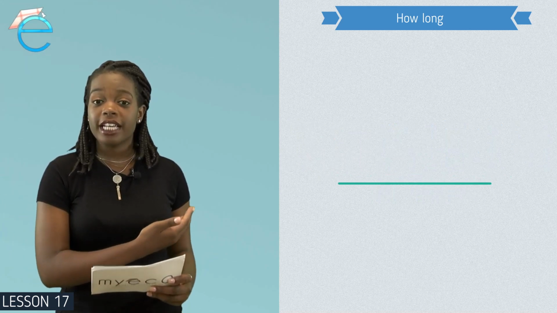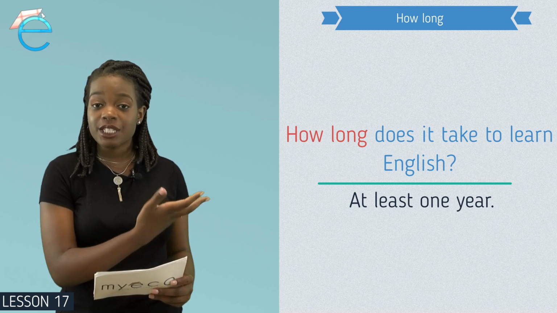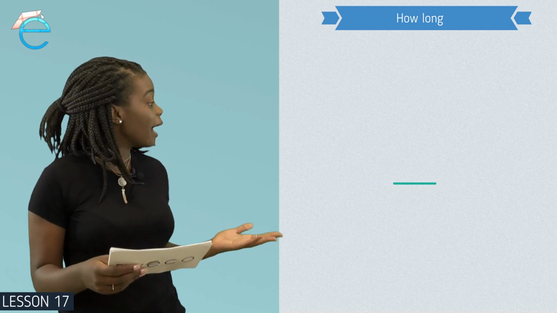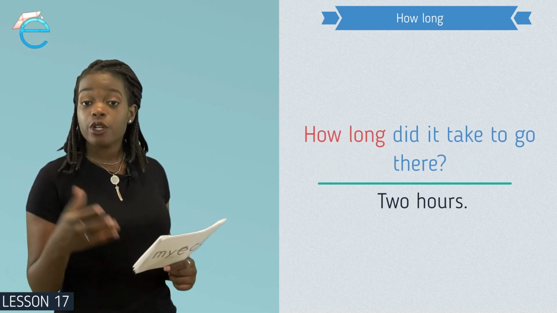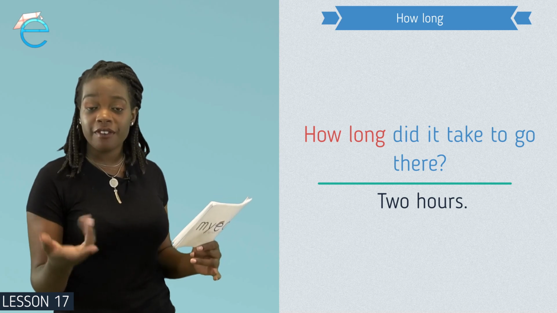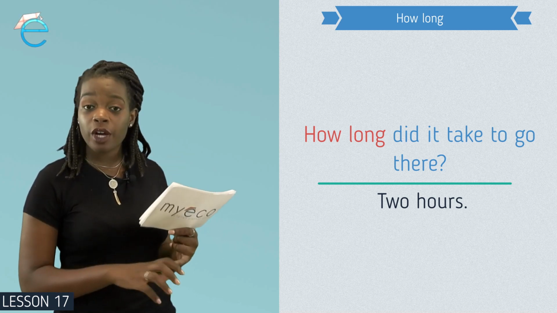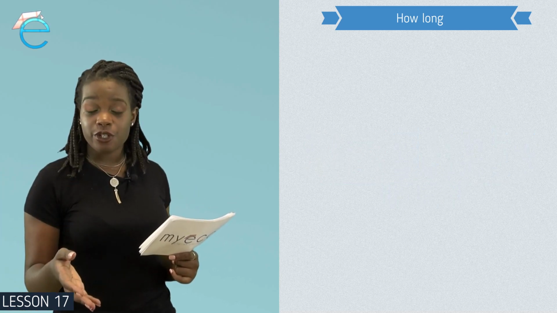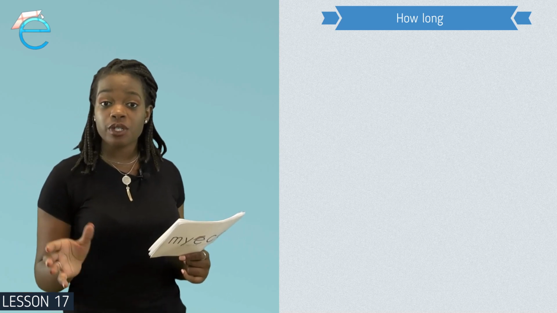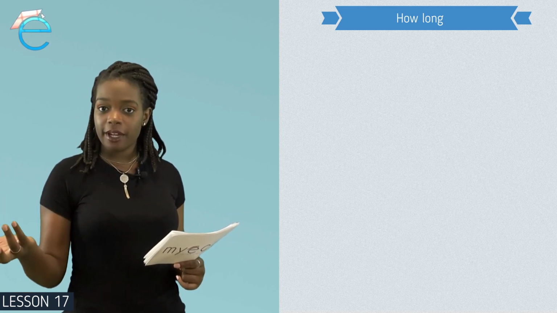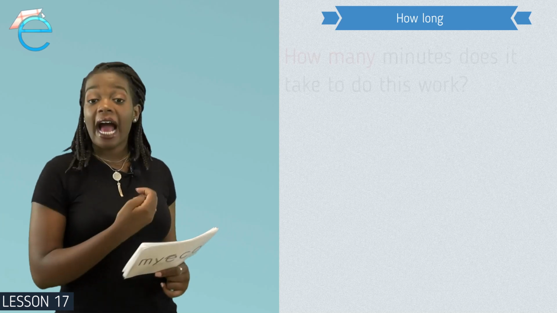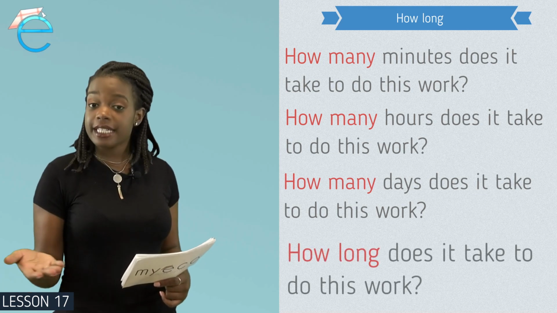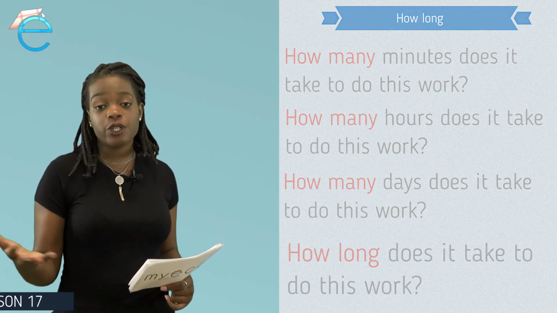Or, how long does it take to learn English? At least 1 year. Again, time. Our last example, how long did it take to go there? 2 hours. Another example of us using time. So how long always gives us a time-related answer. Just like the other two, we know that we can substitute how long with how many. So, for example, how many minutes, hours, or days does it take to do this work is the same as how long does it take to do this work.